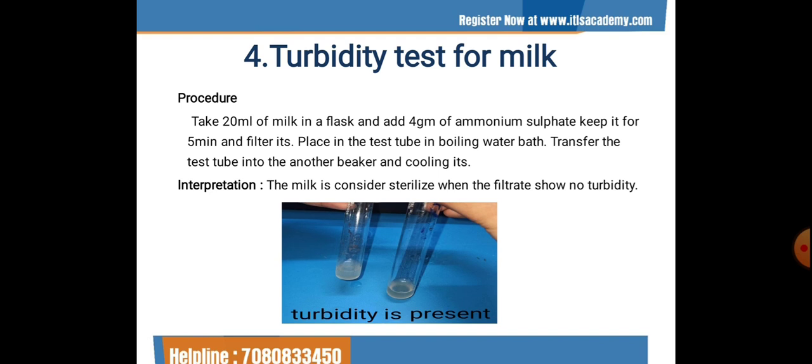As I told you, after placing the test tube in the boiling water bath, transfer the test tube into another beaker and cool it. After cooling, if the sample turns out to be transparent, it means that no turbidity shows, and it shows that the milk sample was properly sterilized. And if a little bit of turbidity is there in the sample, then it shows that the sterilization of the milk was not done properly.